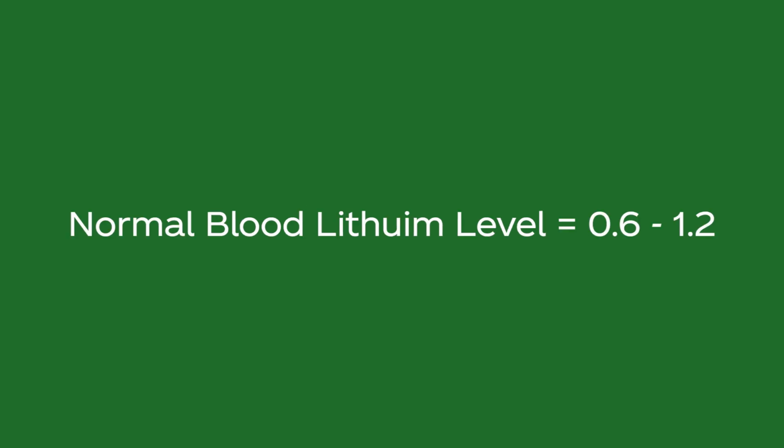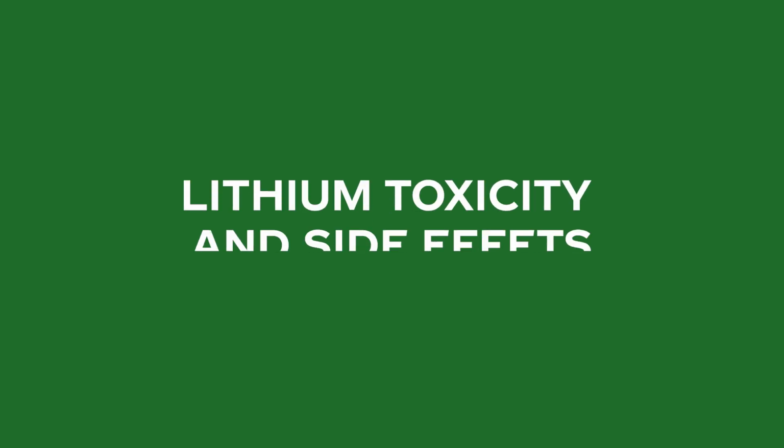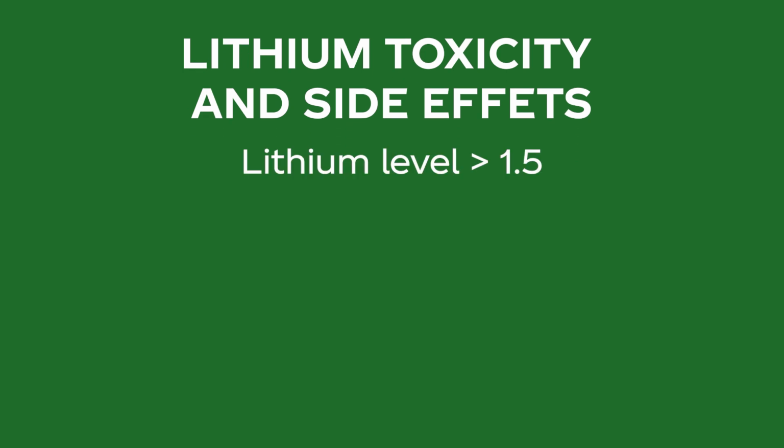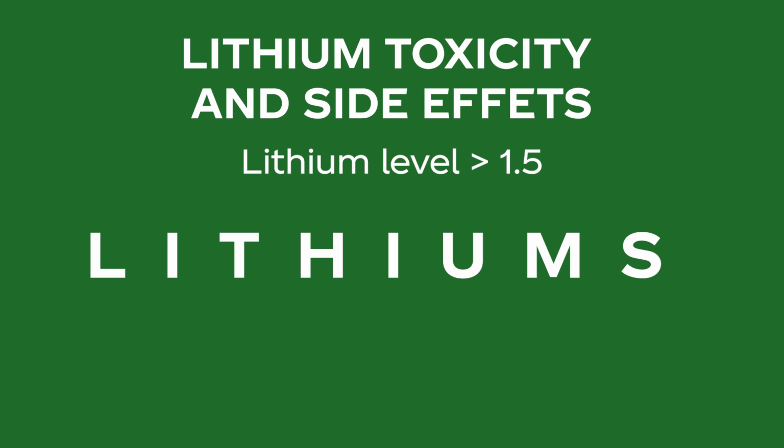It's also important for us to know the normal blood level of lithium. When a patient is on lithium, the therapeutic blood level is 0.6 to 1.2. That is the range we are expecting from the patient. So at what point does lithium get toxic? That leads us to talk about lithium toxicity as well as the side effects. The normal blood level should be 0.6 to 1.2, but the moment the lithium level is 1.5, we will start talking about lithium toxicity. So we can use the word lithium itself, as a mnemonic to explain the side effects or the symptoms of lithium toxicity.